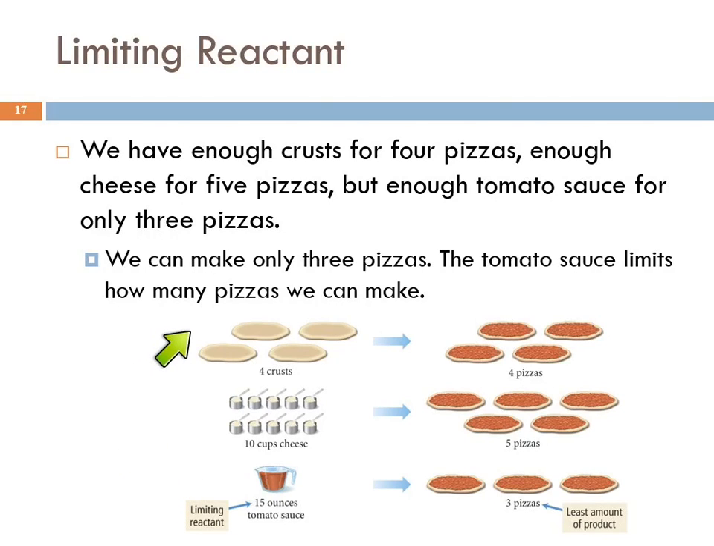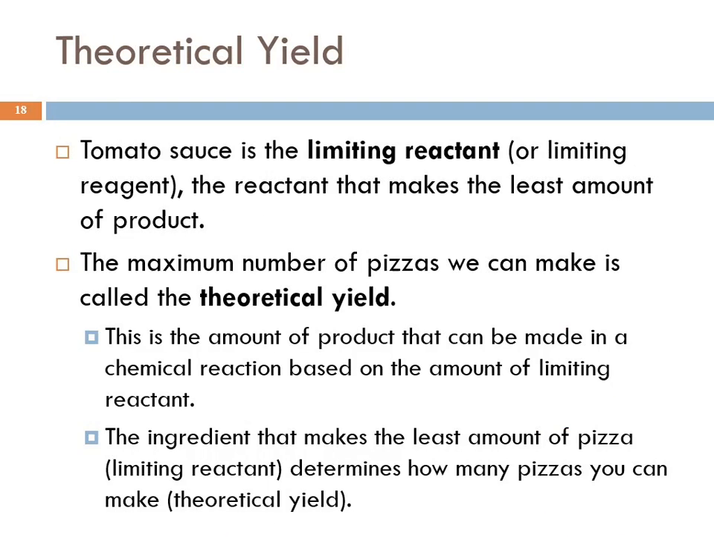And the approach here is that we're taking each of the ingredients and calculating how much product we can make. And it's the smaller amount, the least amount of product that becomes the amount that can be made. Because when you make that amount, you run out of an ingredient, and once you run out of ingredients, production stops. So we say that the tomato sauce is the limiting reactant, sometimes called the limiting reagent. It's the reactant that makes the least amount of product. And that's the same terminology we use for chemical reactions.